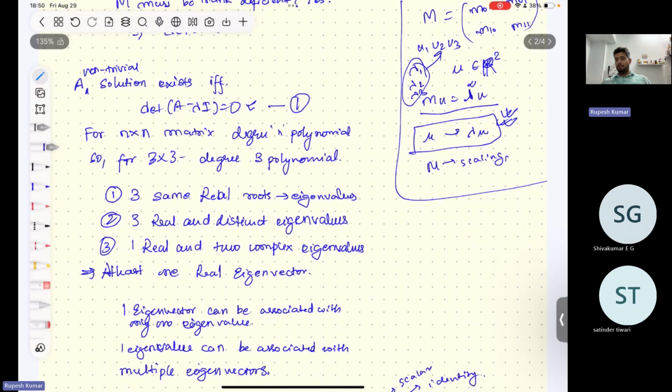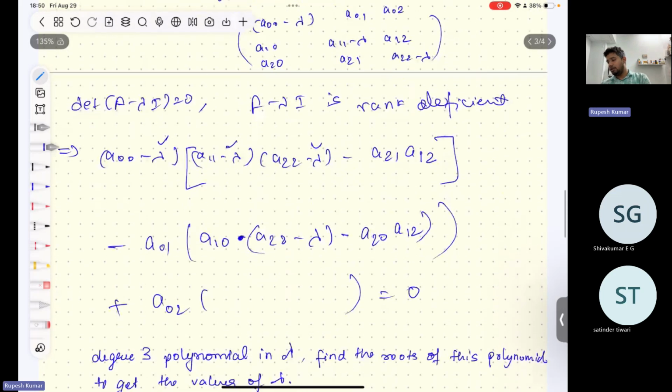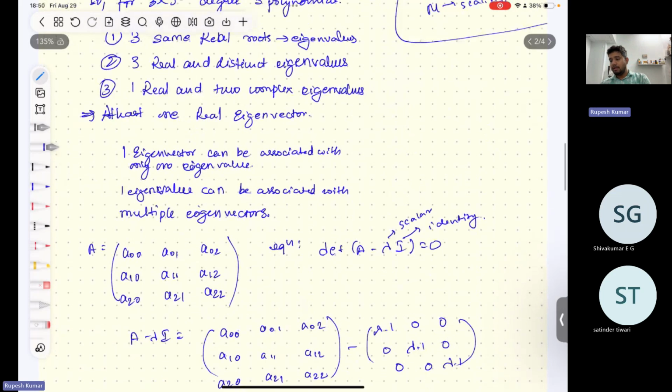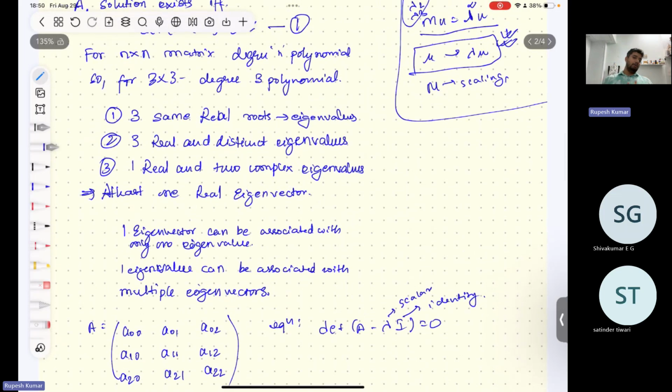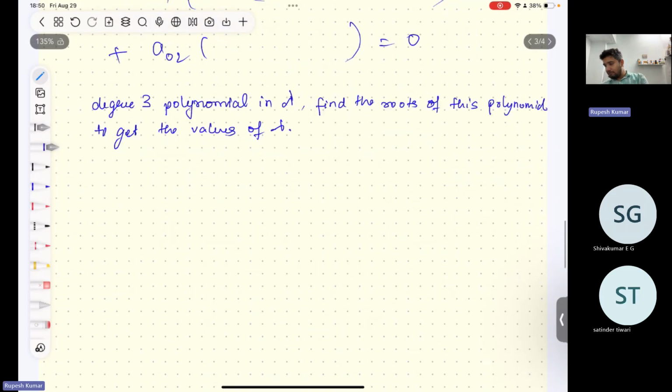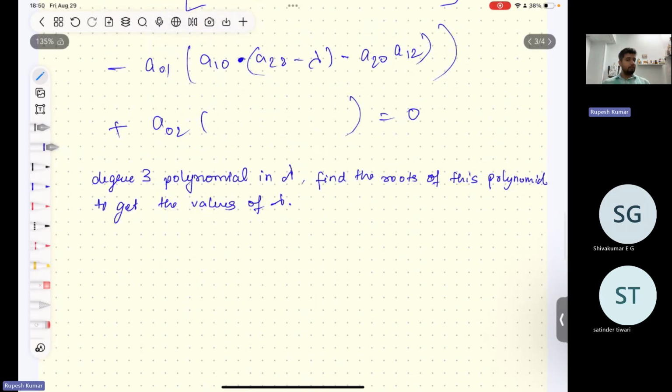So now again, for an n cross n matrix, we will get a degree n polynomial. For a 3 cross 3 matrix, we have already seen that we will get a degree 3 polynomial. Then what can we say about the values of lambda? And by lambda, I mean the eigenvalues. Can we use some information from polynomial root finding and use it here to identify the behavior of eigenvalues? Anyone?